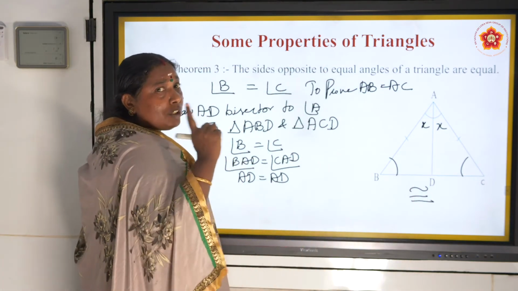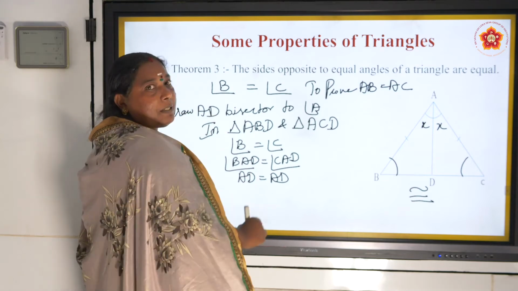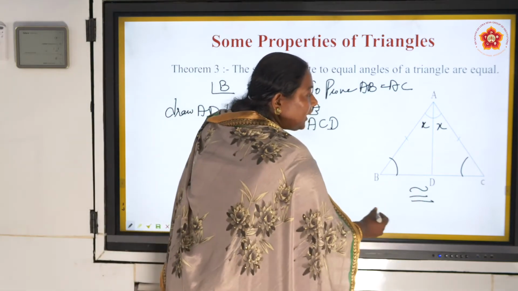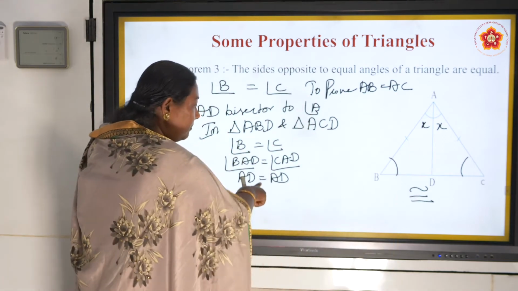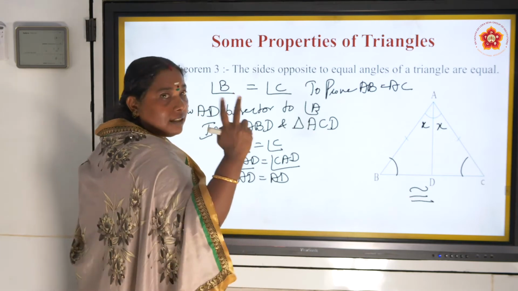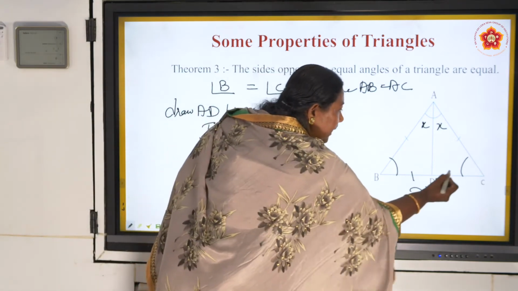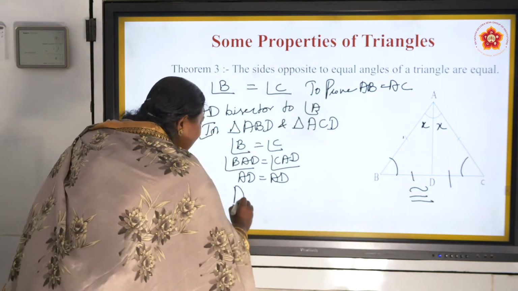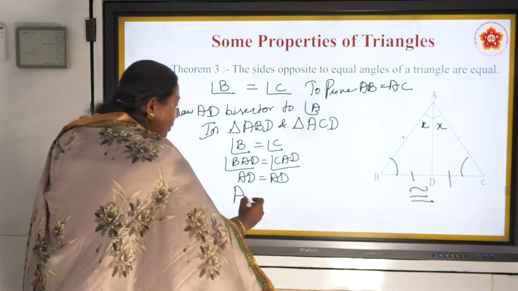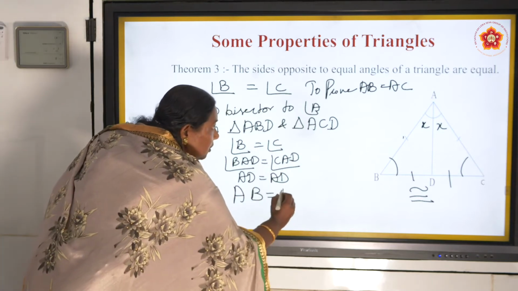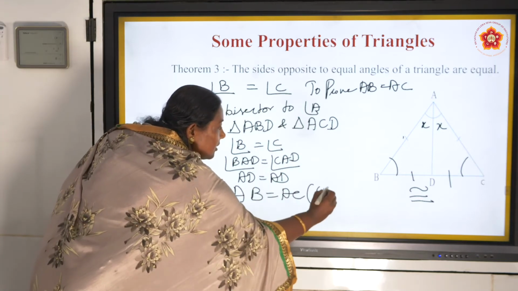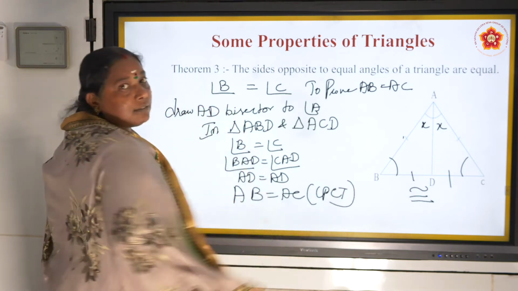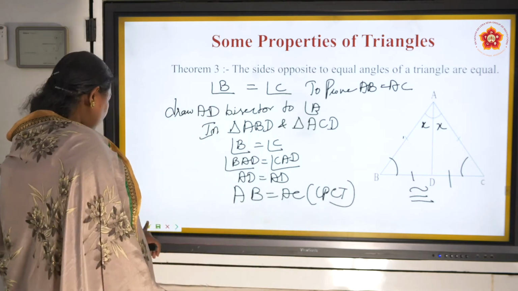So next, who should come? Yes, CPCT. Because of CPCT, what I have told is one side. Is it right? Two more sides are there. Who are they? BD, DC and AB, AC. So what do I need? I don't want BD and DC. I want only AB is equal to AC by CPCT. That's all. I think you've understood.